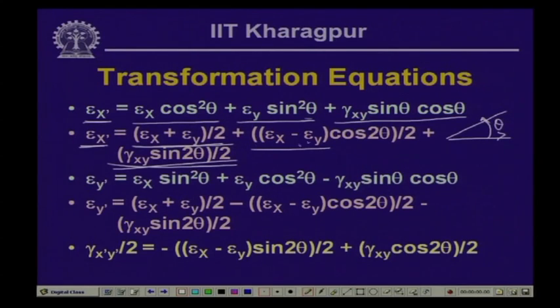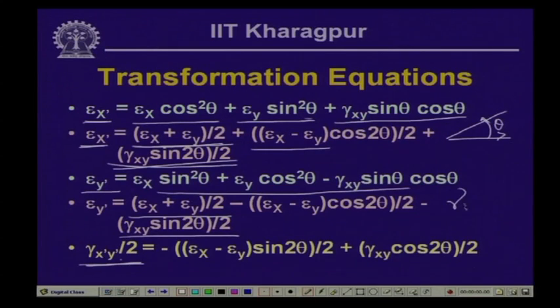And also, if we substitute theta as theta plus 90, this gives us the value of epsilon y, which is epsilon x plus epsilon y by 2 minus epsilon x minus epsilon y by 2 cos 2 theta minus gamma x y by 2 sin 2 theta. And the shearing strain with reference to the x dashed y dashed axis, gamma x dashed y dashed by 2, is equal to minus epsilon x minus epsilon y by 2 sin 2 theta plus gamma x y by 2 cos 2 theta.